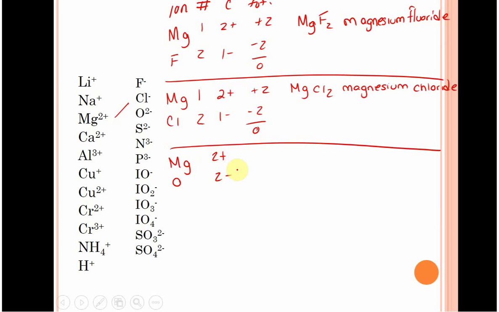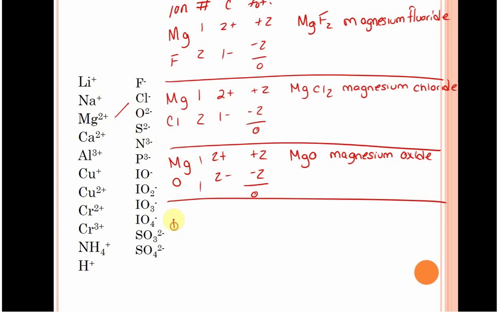This is 2 minus because it's in group 6. They already cancel, so we just need 2 of each to give a plus 2, minus 2 to get a 0. Nice neutral compound here. Mg, we need 1. O, we need 1. So it's just MgO. I really don't know why my thing is doing that. Magnesium, oxygen becomes oxide.